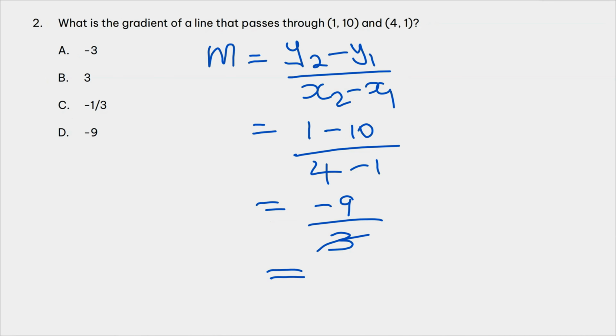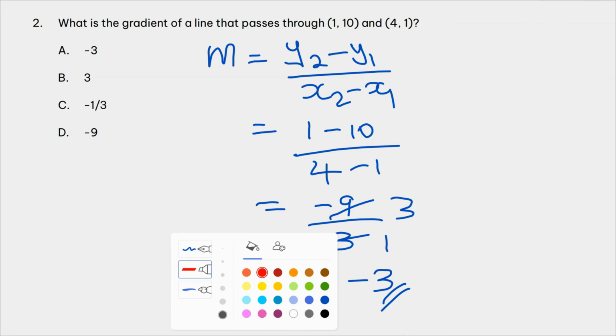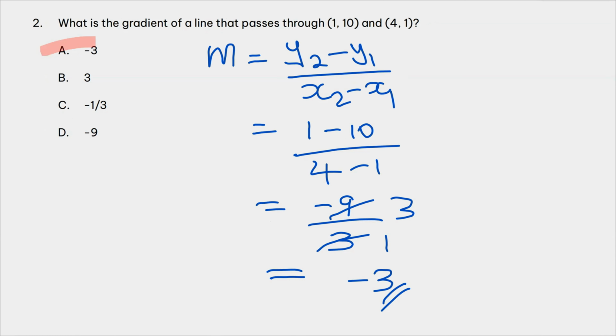If you simplify further, we divide by 3. We divide by 3 here, you get 3. So our answer is negative 3.